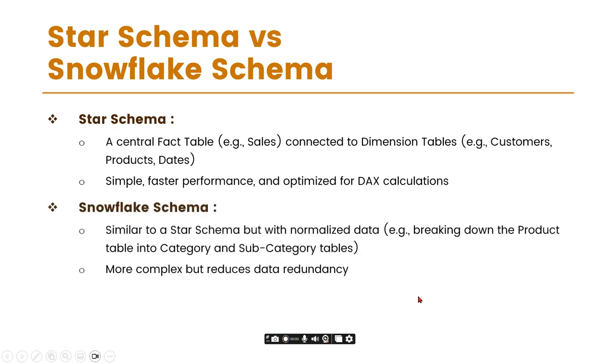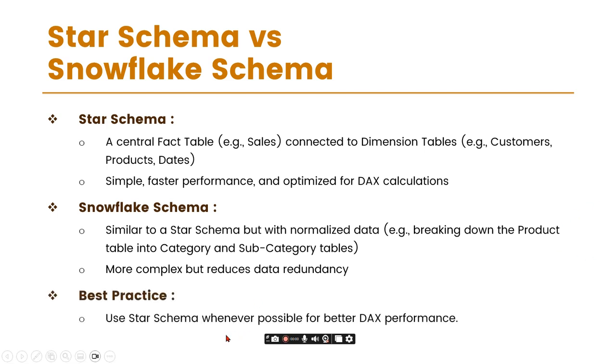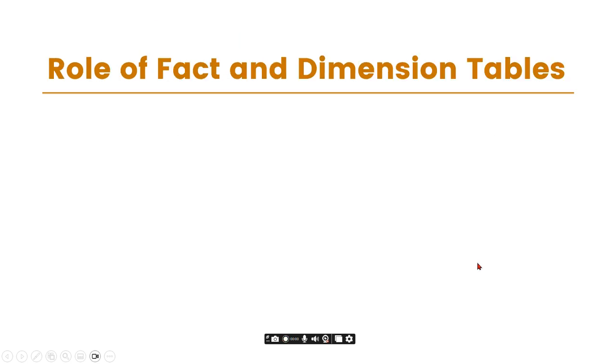We have another schema, that is Snowflake. The Snowflake is similar to the star schema but with normalized data. That is, the data will be broken into other smaller tables, so it is more complex but reduces data redundancy. That means when we break the tables into smaller tables, redundancy, that is duplicates, will be avoided. Best practice: I always prefer to use the star schema whenever possible for better DAX performance.